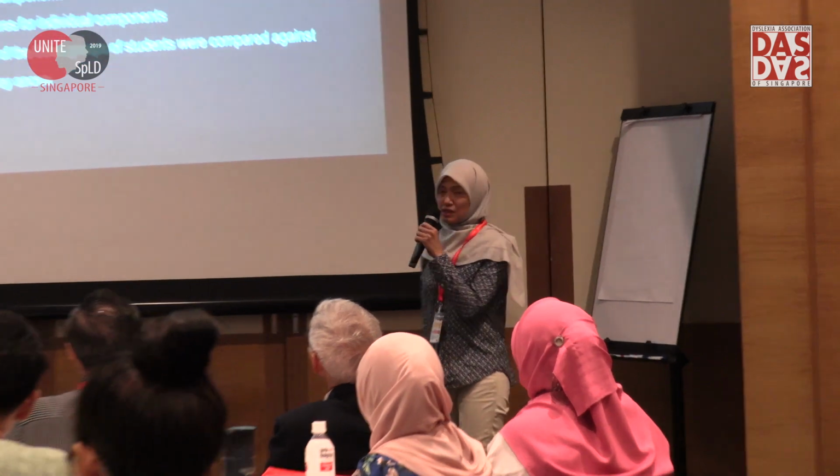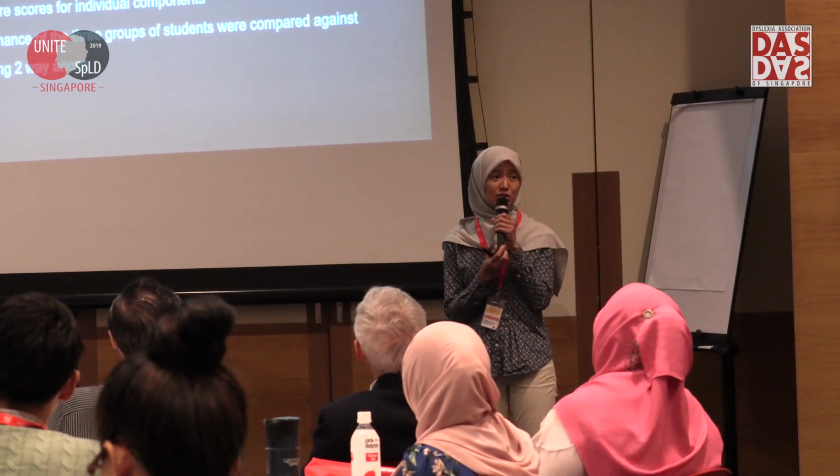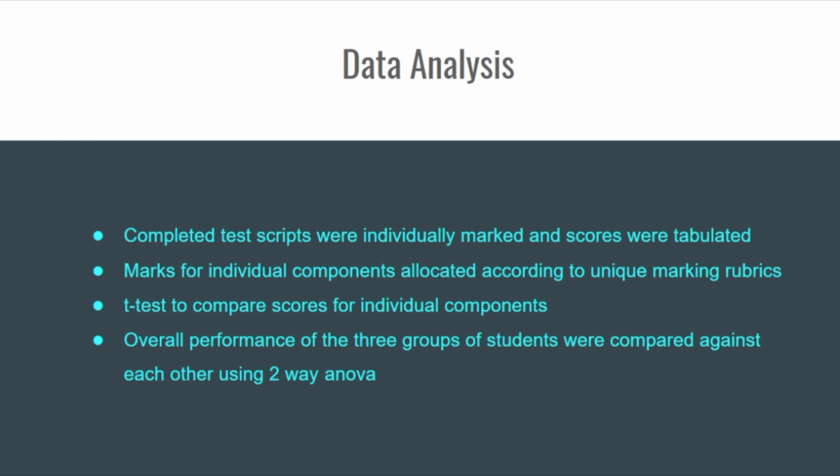Basically, what we've done is the completed test scripts of the entry and exit tests were individually marked and the scores were tabulated. The marks for each of the components that were mentioned just now were allocated according to unique marking rubrics. I will explain to you more later about this. And then we conducted a t-test to compare the scores of the 3 groups for each of the components. And then, on top of that, we also conducted a 2-way ANOVA to compare the results achieved by the 3 groups of students in terms of their combined scores for all the components.